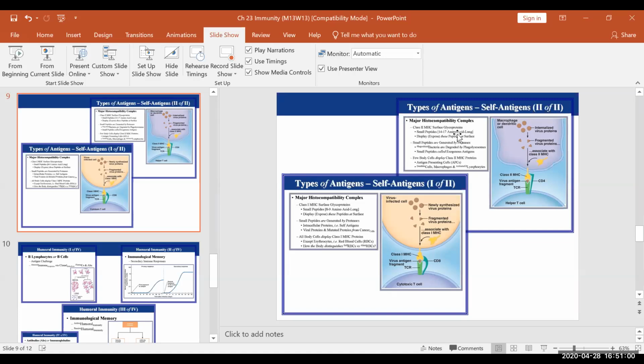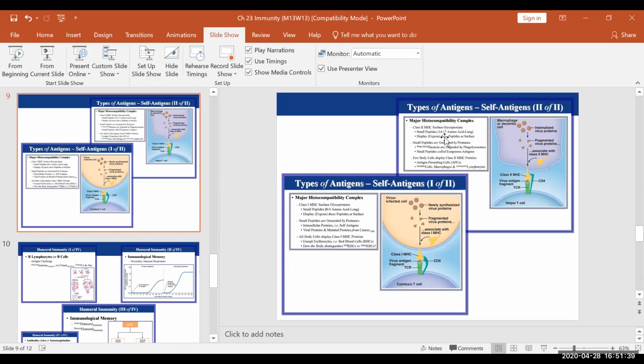This class 2 is only displayed at the surfaces of antigen presenting cells, APCs. There are three types of antigen presenting cells. The first one, dendritic cells; the second type, macrophages; and the third type, activated B cells, so activated B lymphocytes. These three categories of cells don't display class 1, they display class 2 surface glycoproteins.